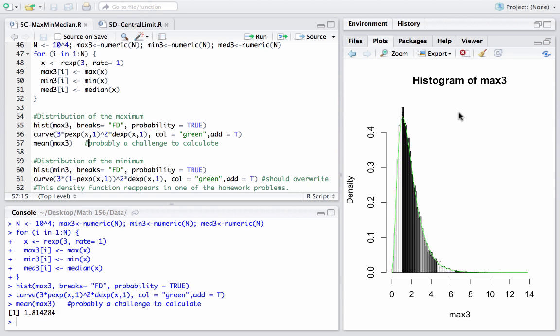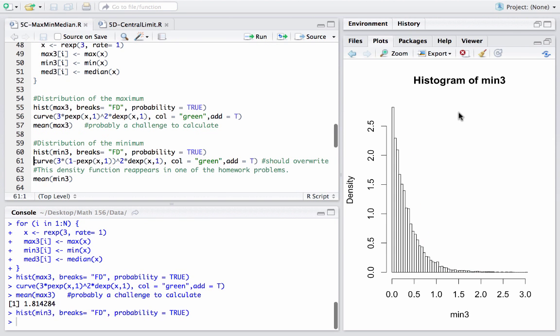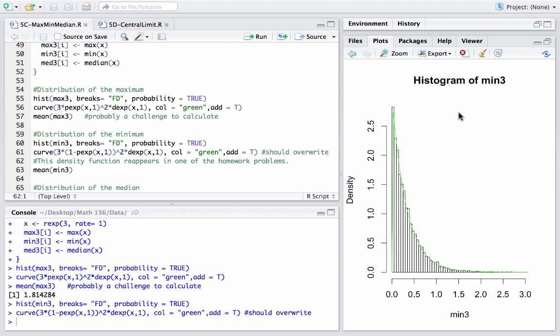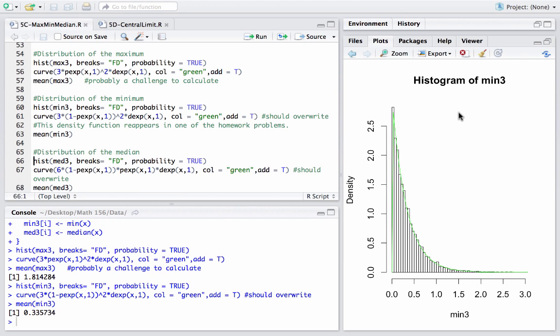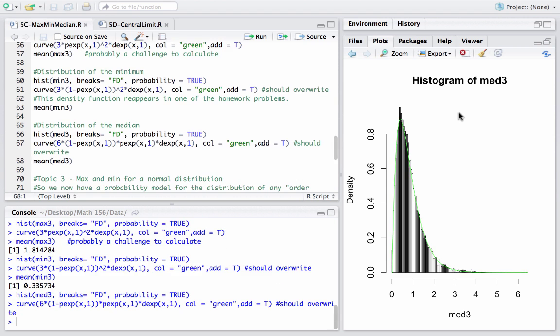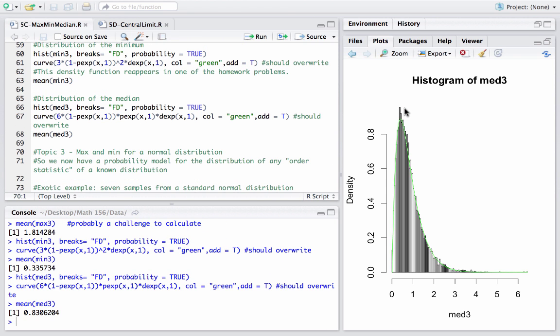Paul points out this is probably a challenge to calculate. I haven't even tried. I think this one probably has a closed form because these exponentials are nice and easy to integrate. But we just don't need to. And here we'll do the mean. Here we'll do the minimum. And the median. And this should be clustered right around 1, because we know that this is a lambda value of 1, so the expectation should be 1.